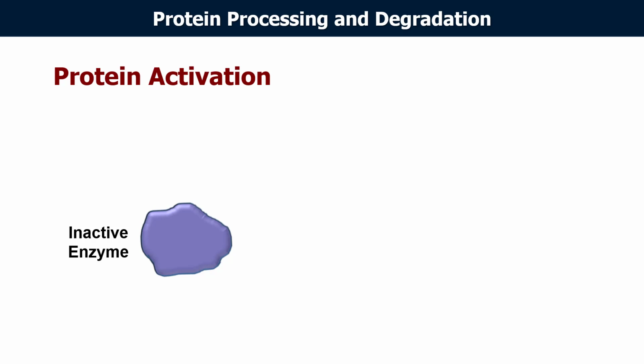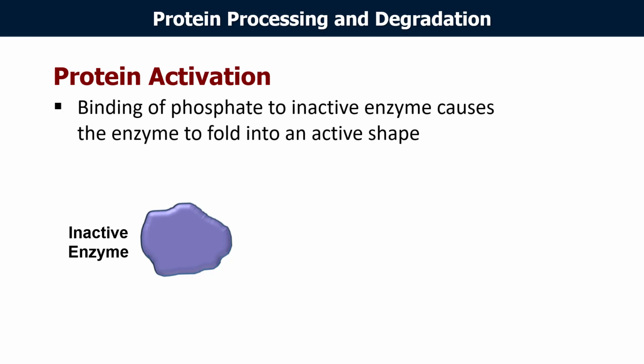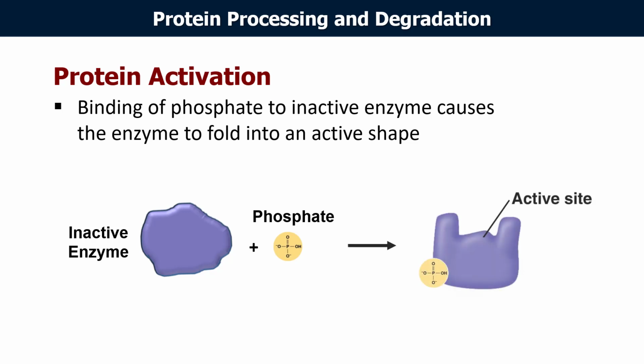And the most common way to activate a protein is to phosphorylate it. So we talked about this. Binding of a phosphate to an inactive enzyme, or really an inactive protein of any sort, might cause that enzyme or protein to fold into an active shape. So we phosphorylate it, and the next thing you know, it has changed shapes, and it can do its job. So even though we turned a gene on, made RNA, got it translated into protein, the protein still may not do its job until it's been activated.